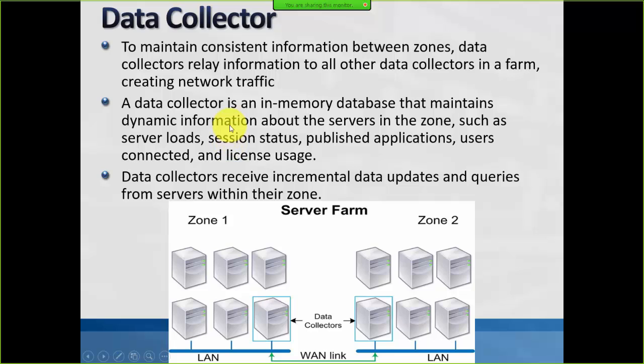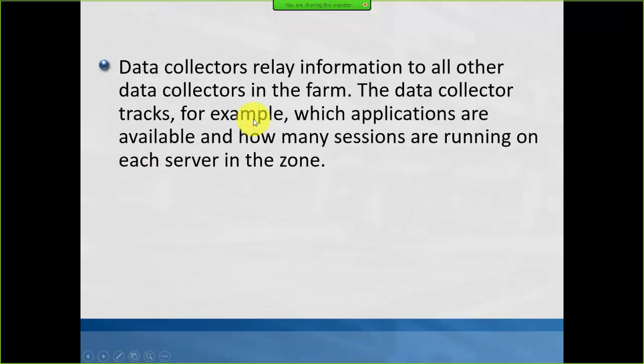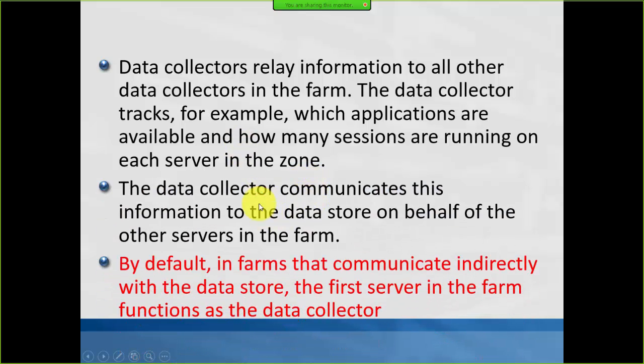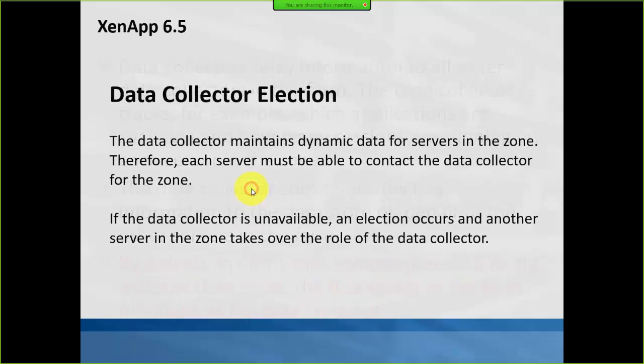And they receive incremental data updates, and data collectors relay information to all other data collectors. This is in detail. By default, in farms that communicate indirectly with the data store, the first server in the farm functions as the data collector. So the first server we're going to deploy just now will be the data collector, right?